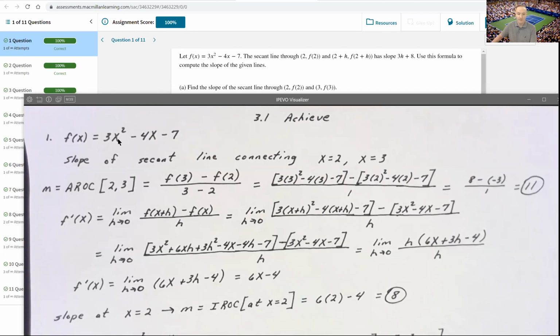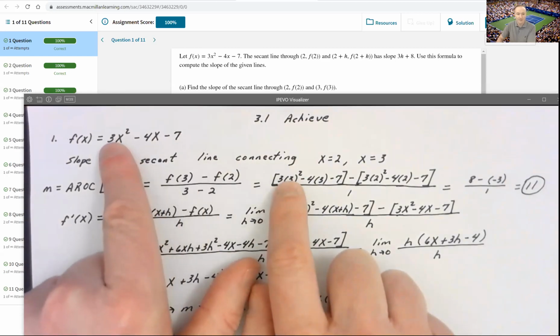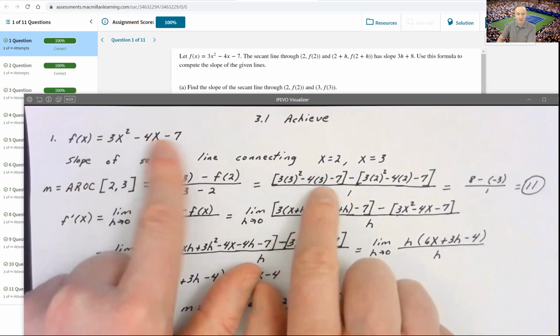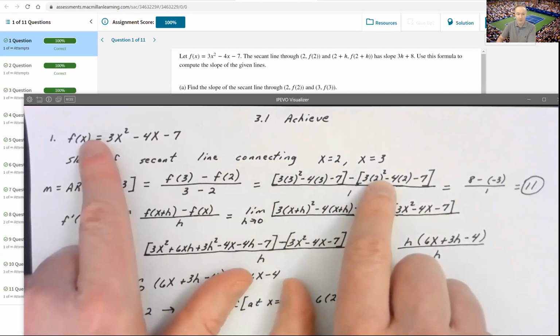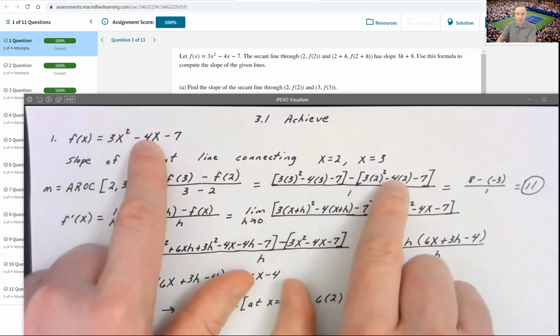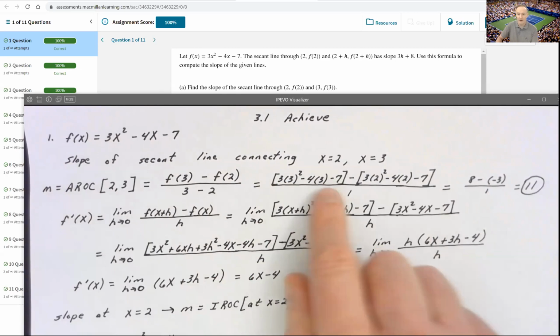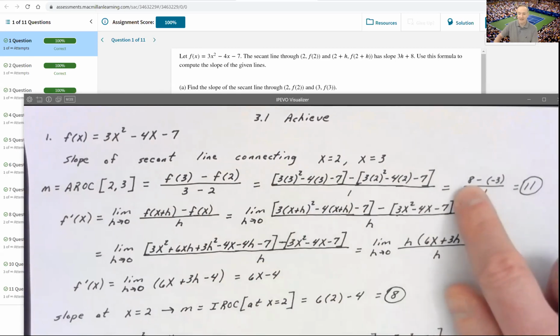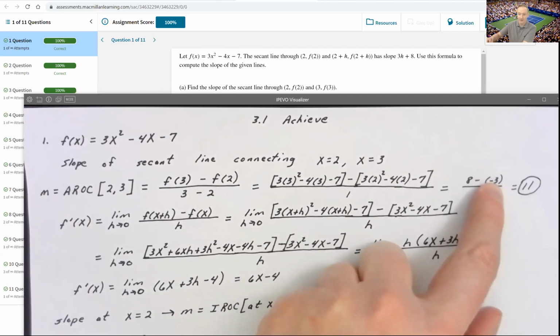F of 3 is when you just plug 3 into your function up here. So you'll see that's where I did this. 3 times 3 squared minus 4 times 3 minus 7, minus f of 2, which is, of course, 3 times 2 squared minus 4 times 2 minus 7. When I simplified out my first group, I had an 8. When I simplified out my second group, I had a negative 3.